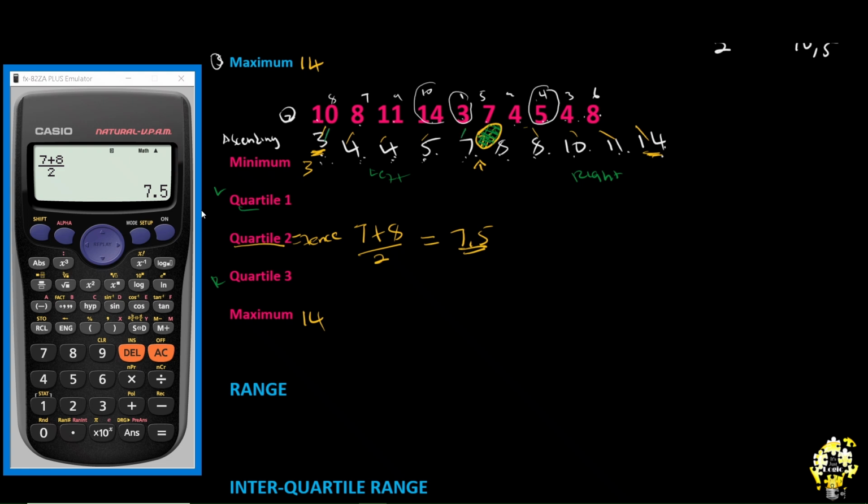1, 1, 2, 2. Look, we just have a 4 as Q1. Again, 1, 1, 2, 2. Look, we just have a 10 as Q3. That's how you do your 5-number summary. That's how you do your quartiles. Do them like you're supposed to do them.